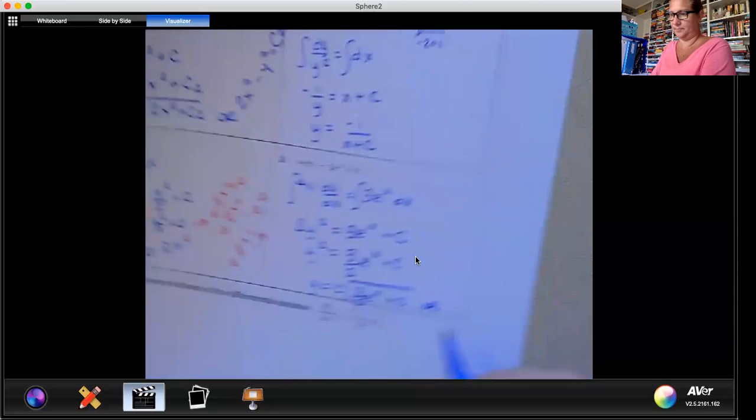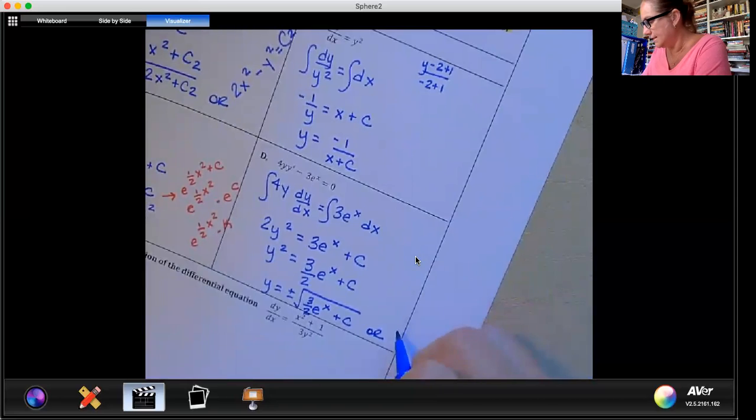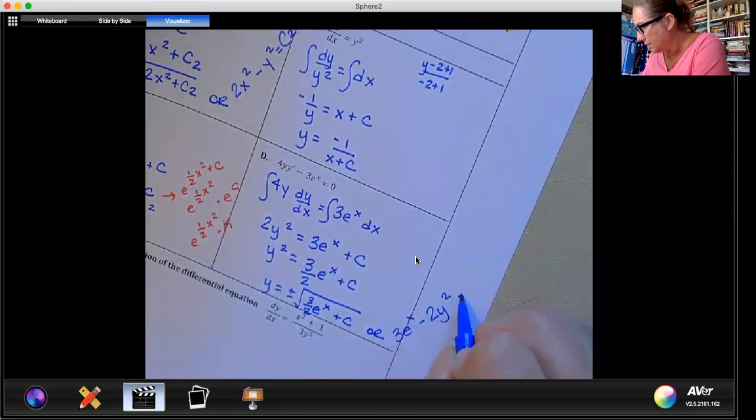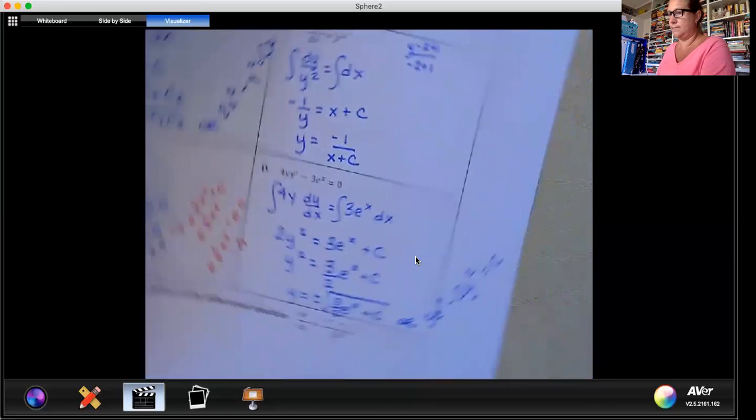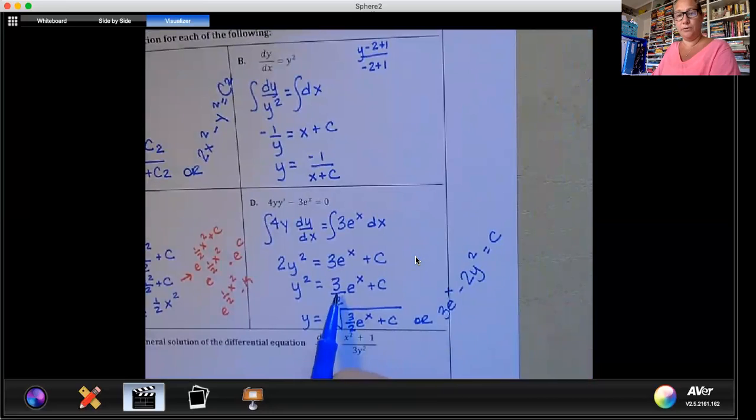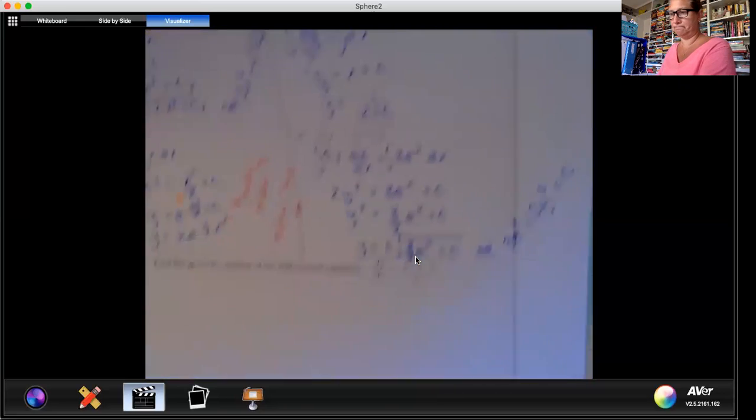Or you may see this as 3e to the x minus 2y squared equals c. So take your 3/2 over, it becomes negative, multiply through by -2, which would give you the solve for c.